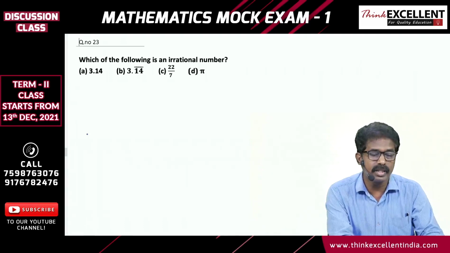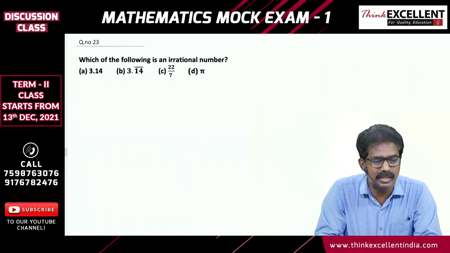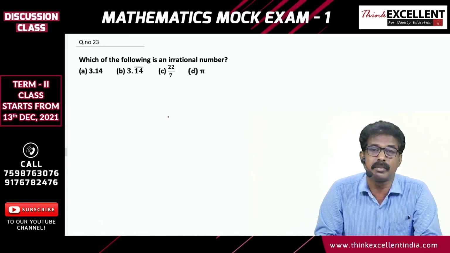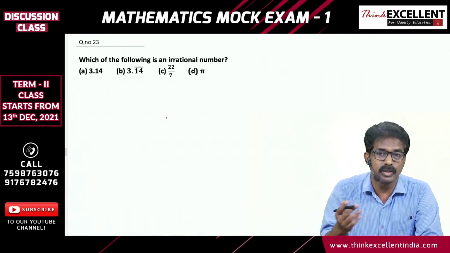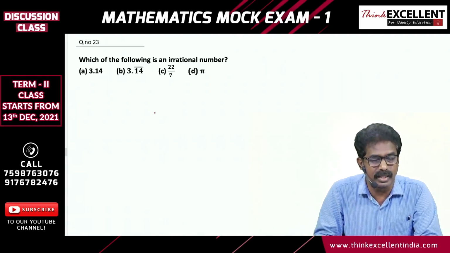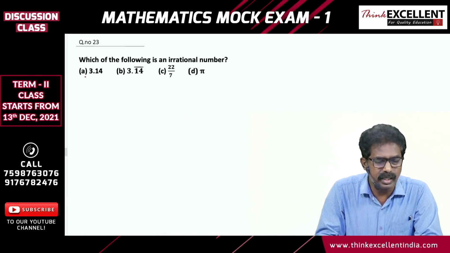Which of the following is an irrational number? You know what is an irrational number? An irrational number means it is non-terminating and non-recurring, right? It's going on, but there is no repetition. Such numbers are called what? Irrational numbers. 3.14 is not irrational. It is rational because it is terminating, right?